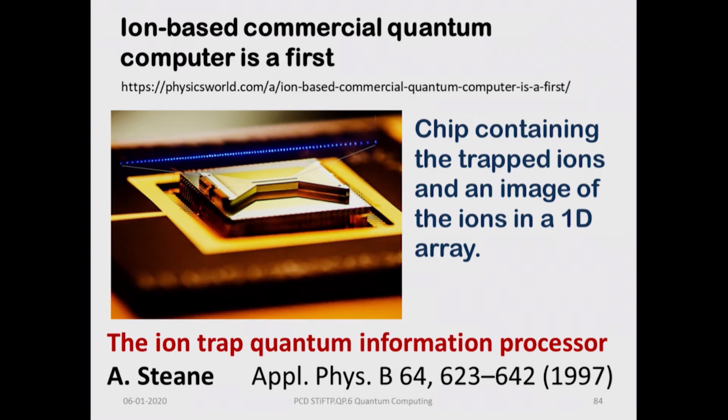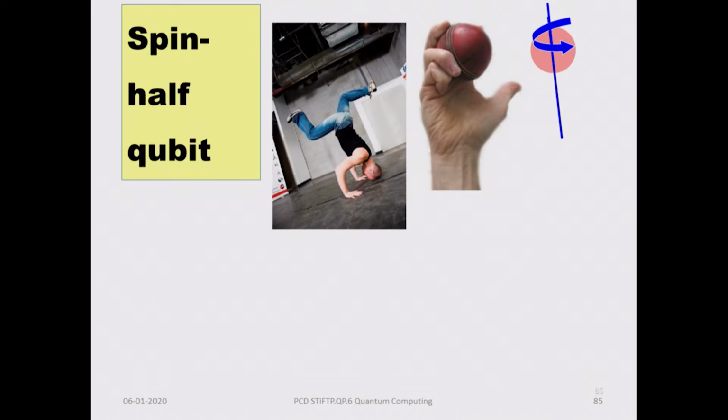So this is the ion trap quantum information processor. It's an article by Steen in Applied Physics, which you may read. This is more than 20 years ago. So quantum computation has come a long way, and we are going to be using the spin half qubit for our discussion in this class.